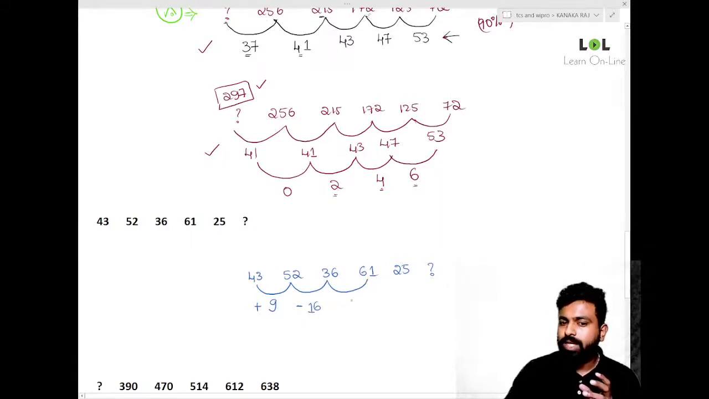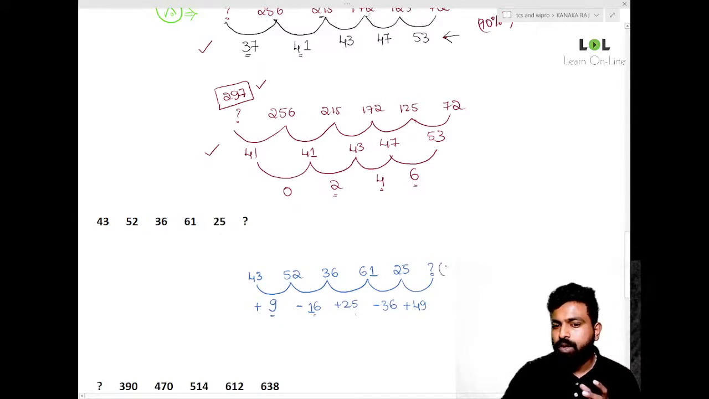The next one, 36 plus 25. And here it is 61 minus 25 plus 6 gives you 31. 31 plus 30 gives you 61. So if you observe this carefully, 9, 16, 25 and 36 are nothing but your square numbers. So your next square number will be 49. Since the signs are alternating, after minus, it should be plus. 25 plus 49 will give you 74. That is the right answer here.